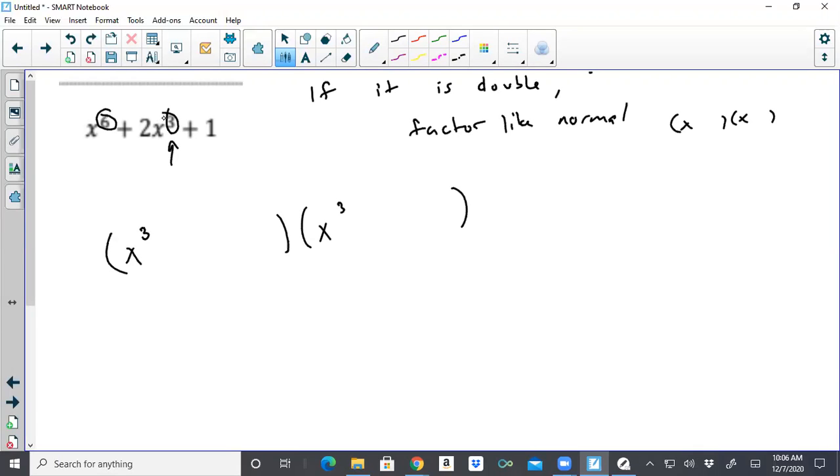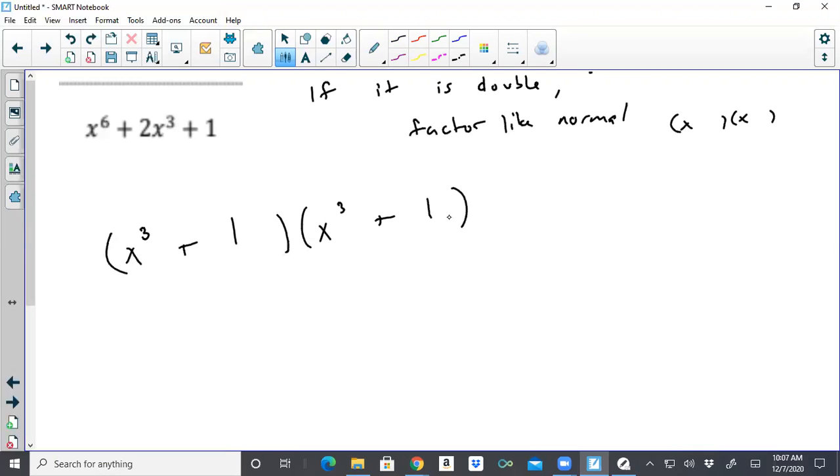But notice that 6 is 2 times what 3 is. 6 is double. I would just put this term here and then move on. And now we would factor it like normal. So now I would just go through and find 2 numbers that multiply to give me 1 and add to give me 2. And now it's +1 and +1.